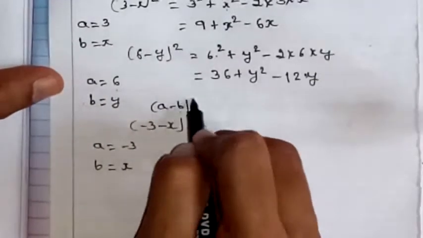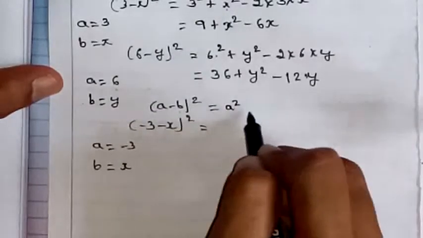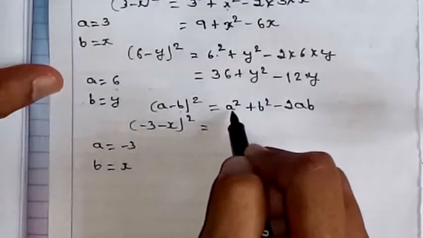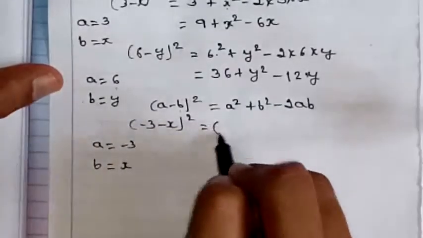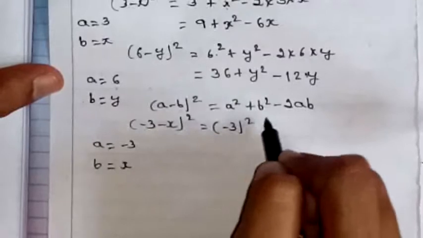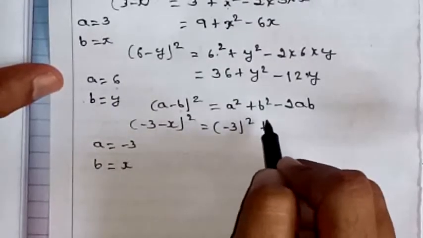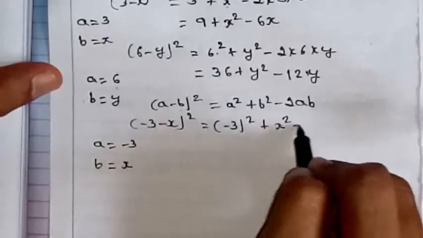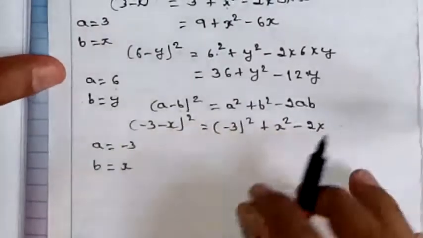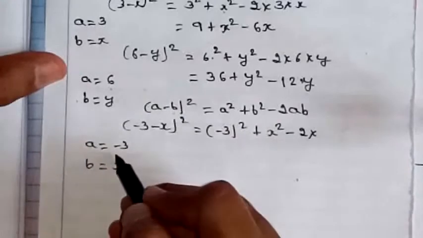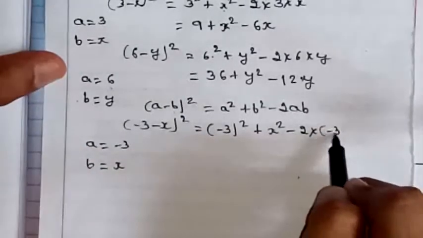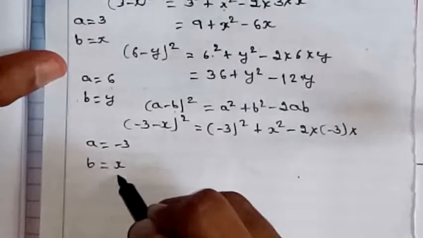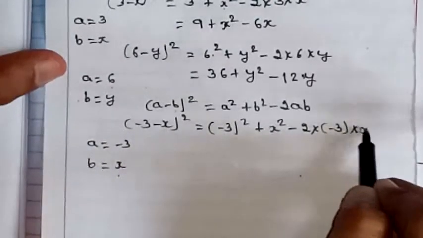(a - b) whole square is equals to a square plus b square minus 2ab. So therefore a means (-3) square plus b means b value is x, so therefore x square minus 2 into a is how much? a is nothing but minus 3. So therefore 2 into (-3). So write down in a bracket into, what is the value of b? b is nothing but x. So therefore x. Now simplify this.